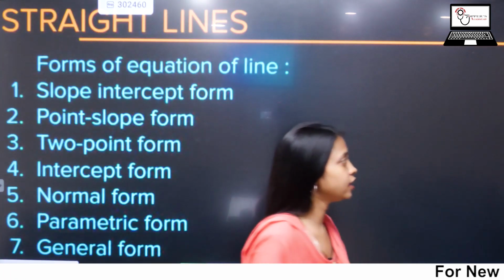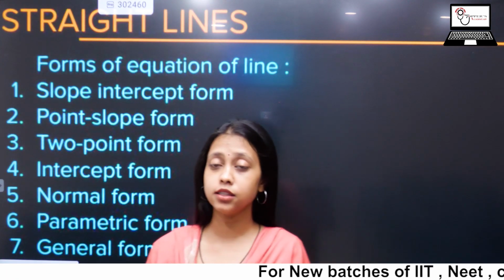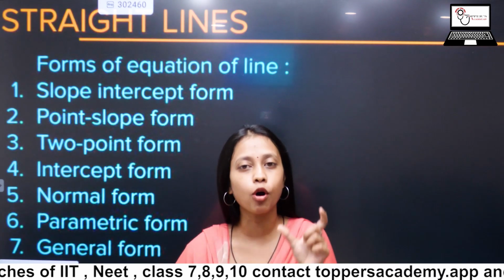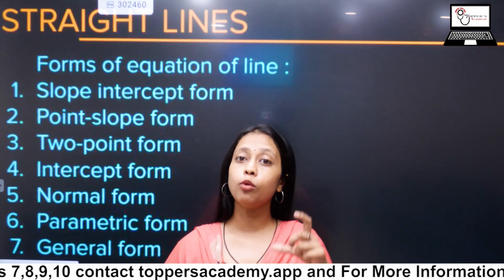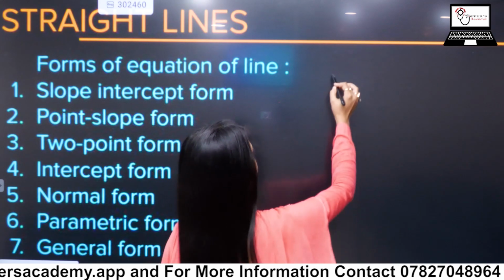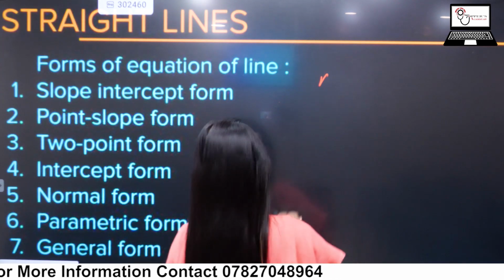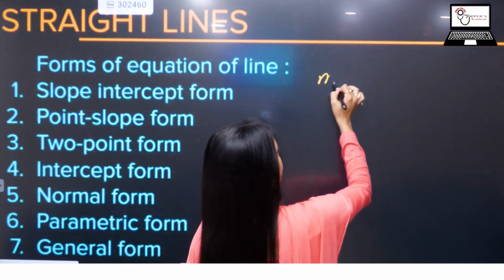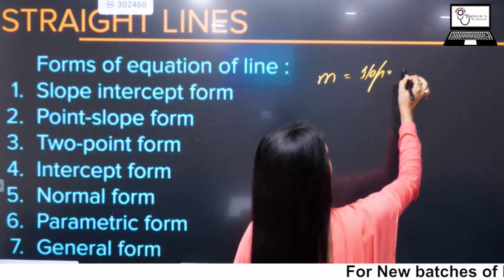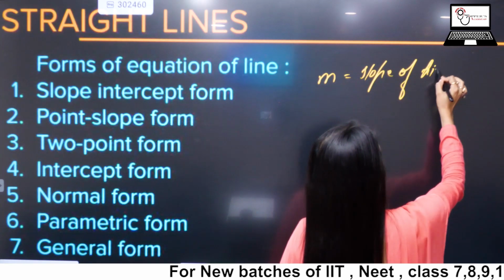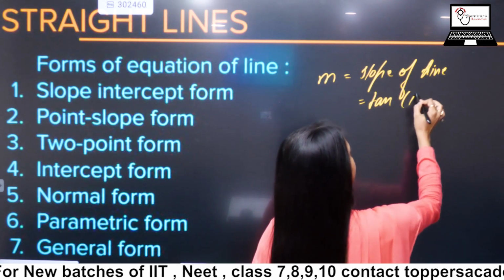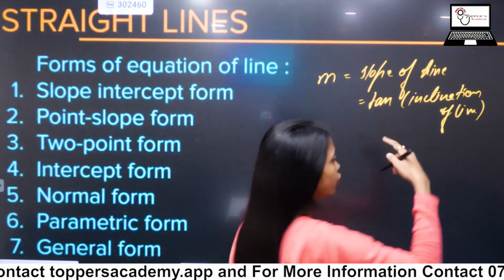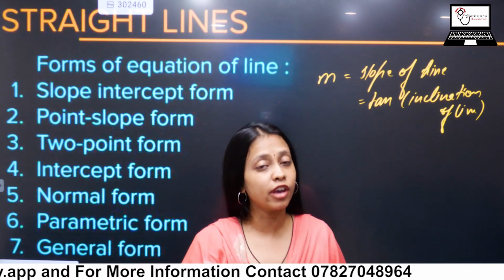The first thing that we did in the last lecture, most importantly, we learned about a word which is the slope of a line, that is related to a line. So what is the slope of a line? Slope of a line is denoted by m, and this is nothing but tan of the inclination of the line.